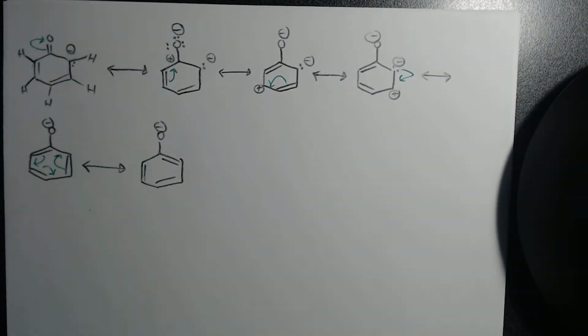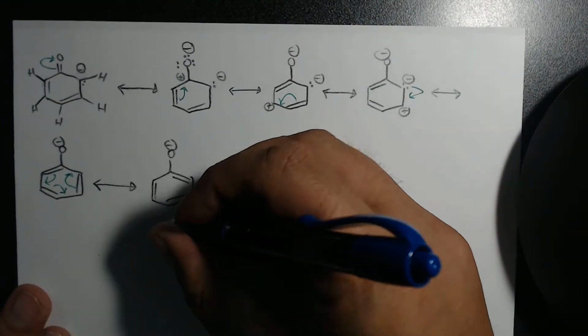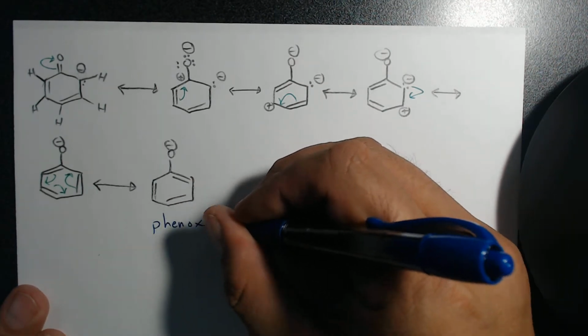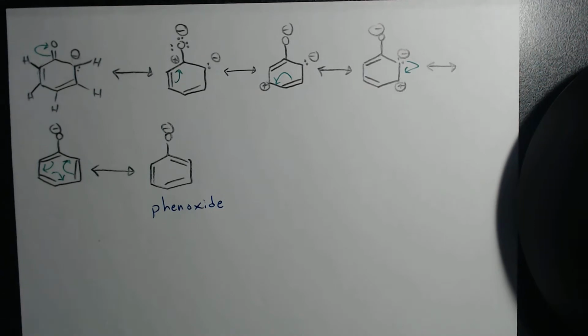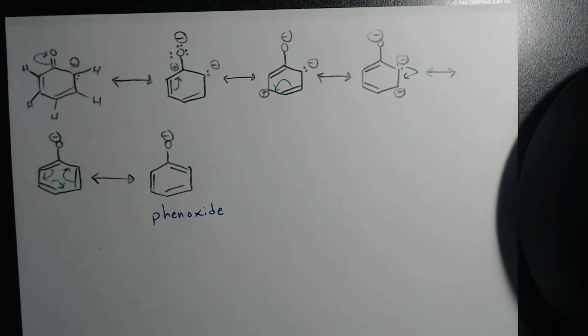Yep, there you go. And this is actually the phenoxide ion. I'll give you the name for it here. Yeah, so we talked about phenol today a little bit. This is actually the conjugate base of phenol. We call them phenoxide instead, and it has this weird resonance structure stuff.